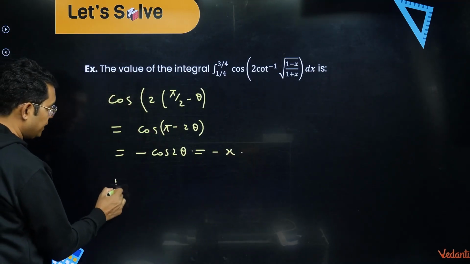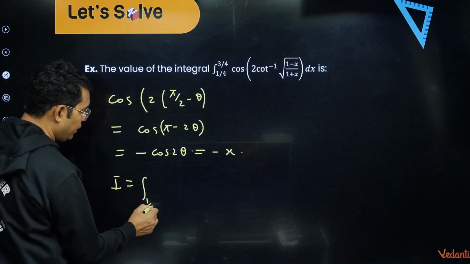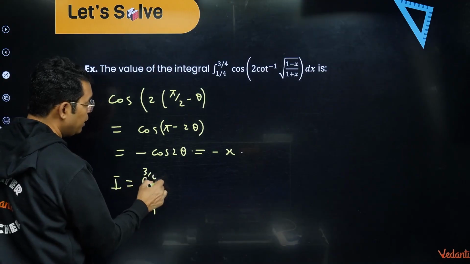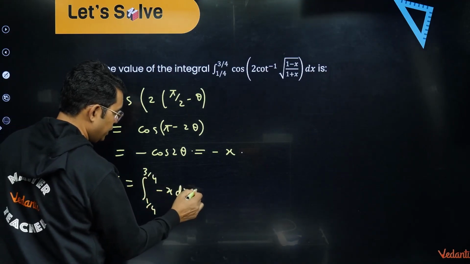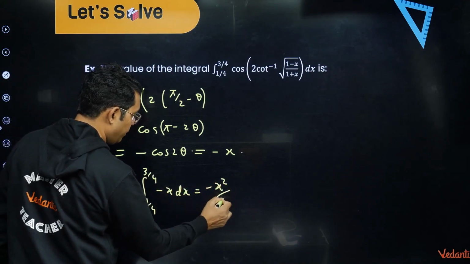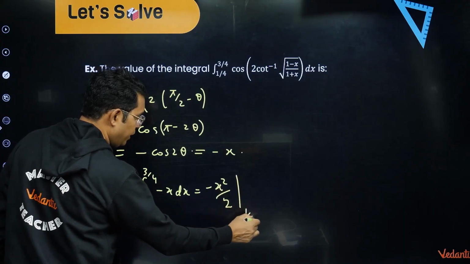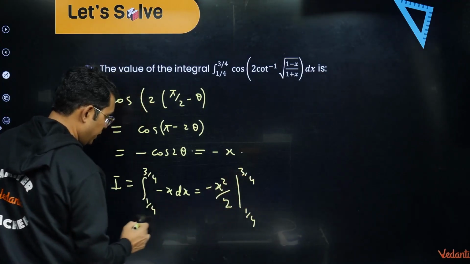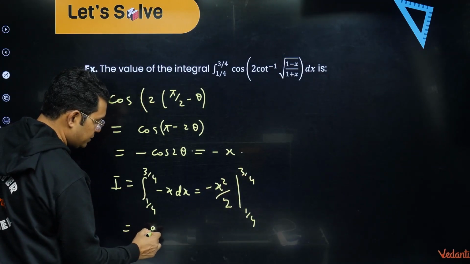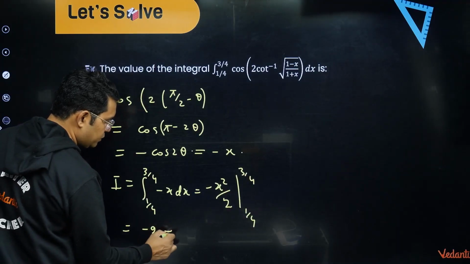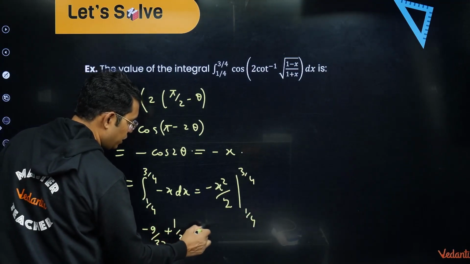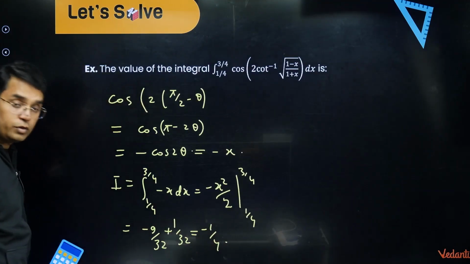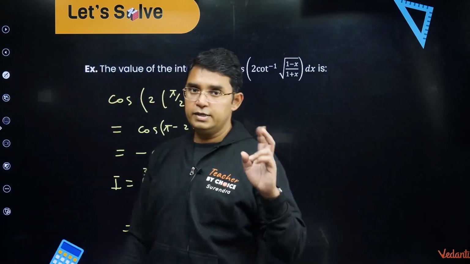So the integration is actually equal to the integral from 1 by 4 to 3 by 4 of minus x dx. So the integration is minus x square by 2, limit from 1 by 4 to 3 by 4. If we put 3 by 4, we will be getting minus 9 by 32, and minus minus 1 upon 32. So it becomes minus 1 upon 4. So that's the answer. Dear students, there are two things that I would like to tell you.